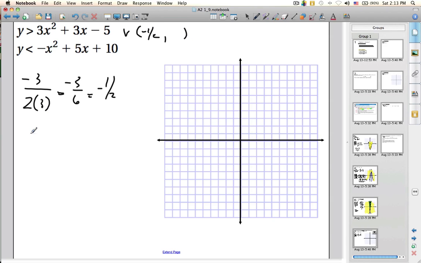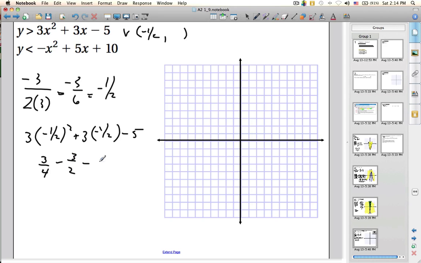If I want to find the vertex, I'll have 3 times negative 1/2 squared plus 3 times 1/2 minus 5. Negative 1/2 squared is 1/4 times 3 is 3/4. 3 times 1/2 is 3/2. Oh, I'm sorry. This is negative 1/2. My mistake. So this would be minus 3/2. And then minus 5.